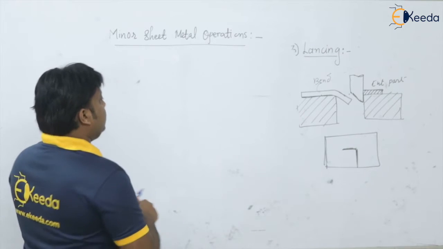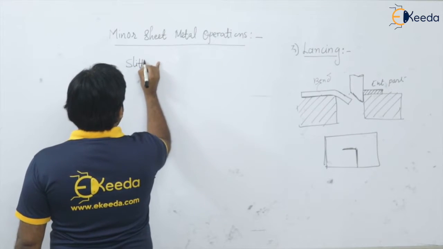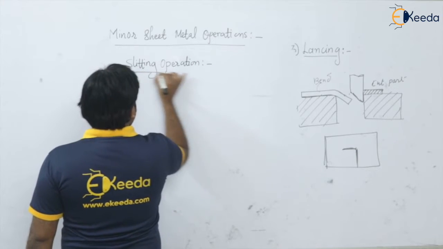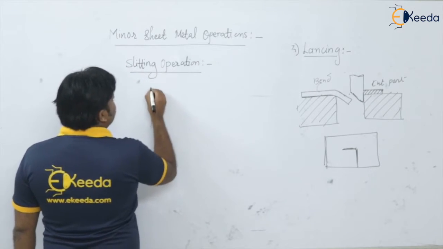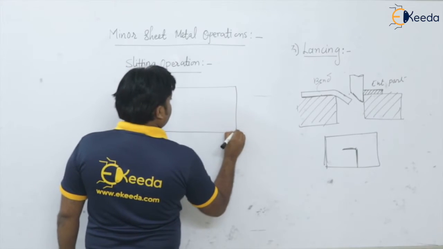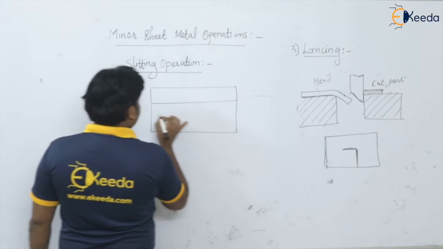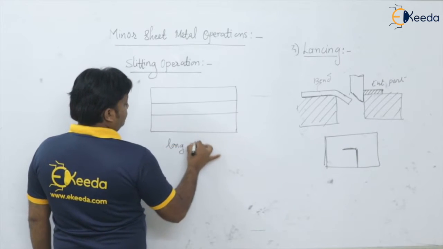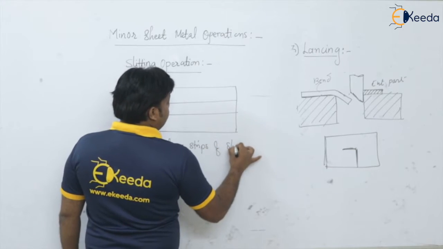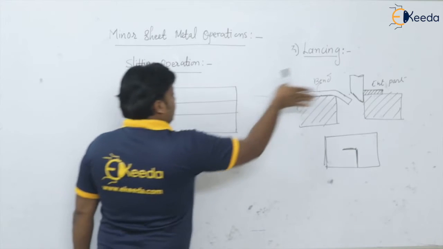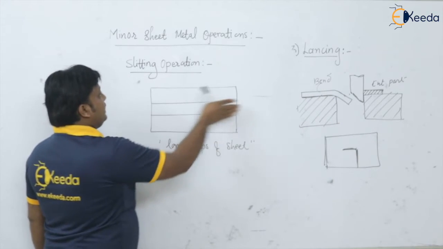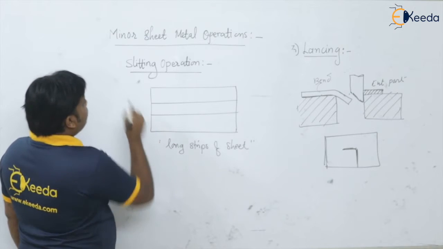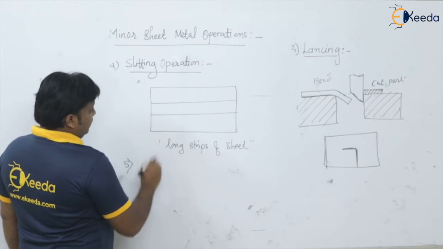Next we are having the slitting operation. You are going to cut the coiled sheet along the lengthwise direction to get long strips of the sheet. You are going to cut long strips from a given sheet. So this is known as the slitting operation. Now the next operation, the fifth one, is the nibbling operation.